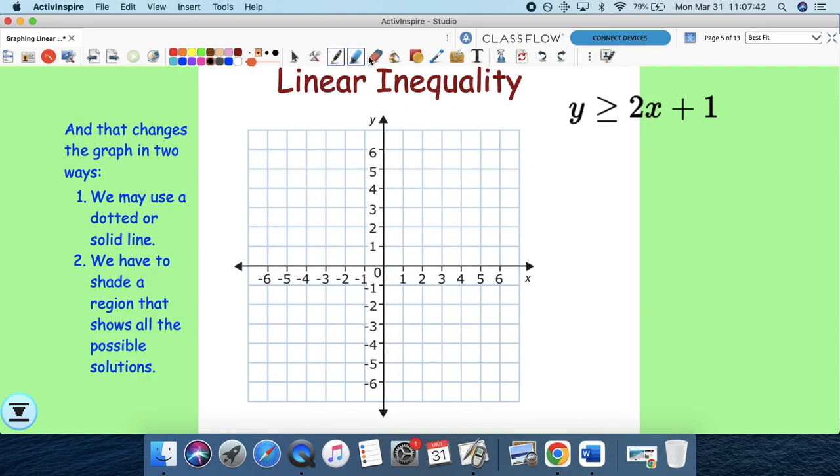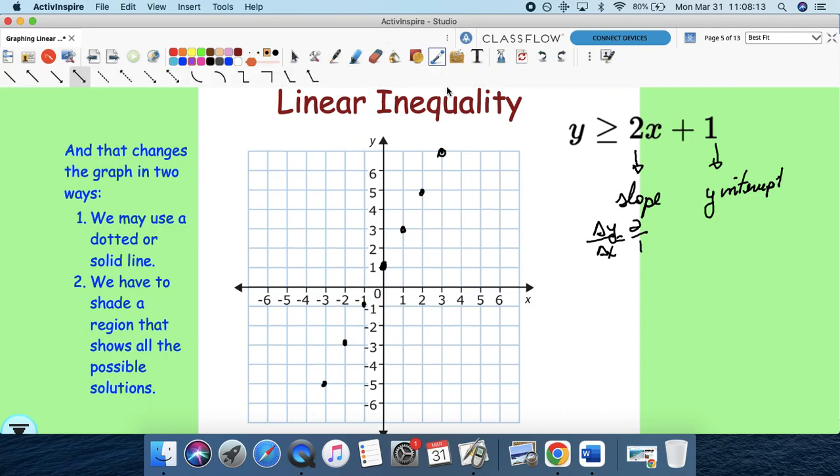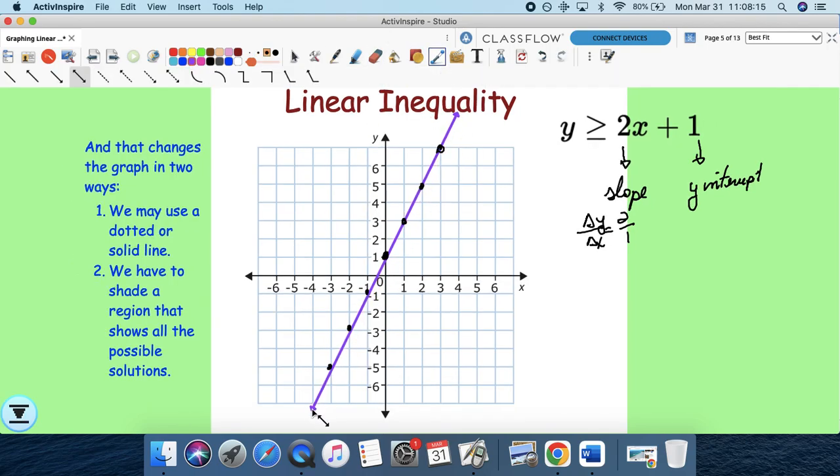So let's graph this. It's the same number. So again, this is our slope. This is our y-intercept. So our slope, again, changing y is 2, and then changing x is 1. So again, our y-intercept is 1 right here. We're going to go 2 up, 1 to the right, 2 up, 1 to the right, 2 up, 1 to the right, and 2 down, 1 to the left. Okay, same exact line as we had before. And I'm going to connect them.